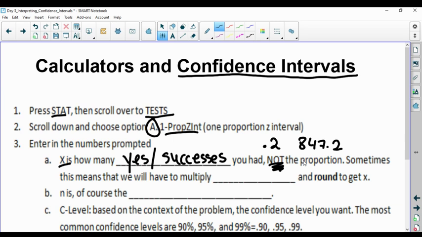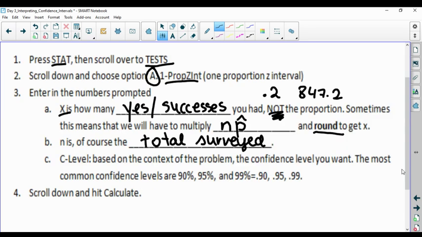So what that means is that sometimes you will have to multiply your n, the number of total surveyed people, times your p hat, the sample proportion, to get the x, and you will have to round it so you have a whole number. N is the total number of people surveyed. C level asked is just how confident you want to be in your confidence interval.